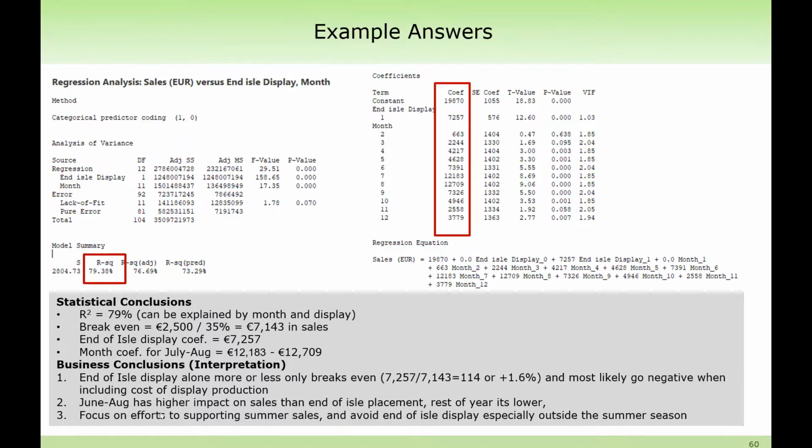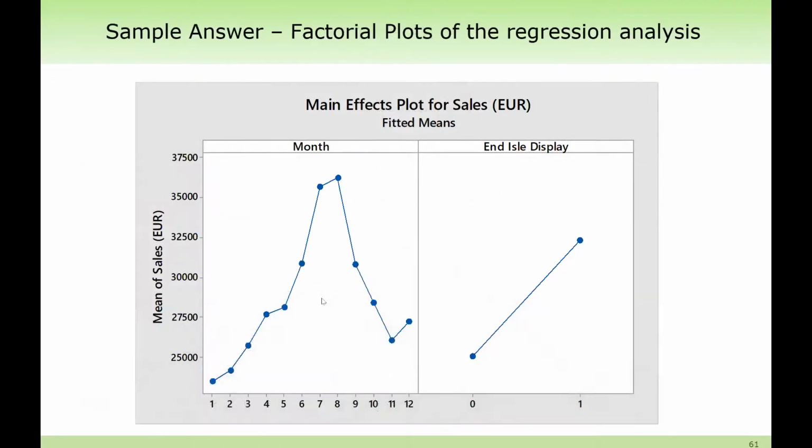So in this case, the conclusion will be that July and August have the highest impact on sales. End-of-aisle display has some impact, but it doesn't offset the cost, which is why we should probably focus on supporting summer sales. And we should avoid end-of-aisle display because we don't add profitability by using it. So that's one way to use a multiple regression analysis to answer this type of marketing analytical question.